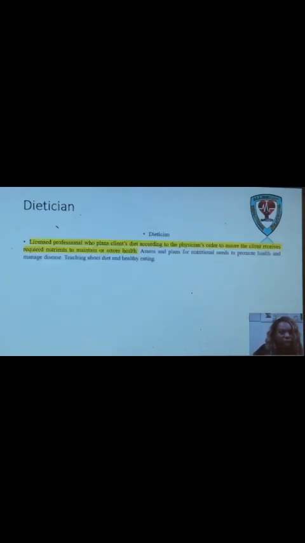Your dietitian is a licensed professional who plans clients' diets according to the physician's order to assure the client receives the required nutrients to maintain or restore their health. They assess and plan nutritional needs to promote health and manage diseases. And they also teach about diet and healthy eating.